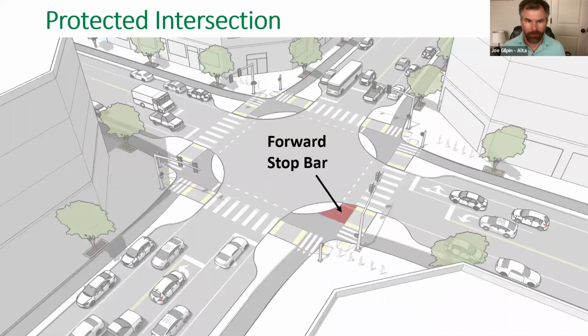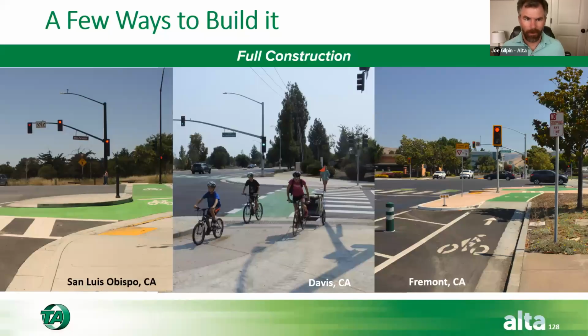All right, so that's our accessibility discussion. And let me show you some examples. So there's a few ways to do this. You can do it as a full intersection reconstruct, where you're going out there, you're moving signal poles, you're moving curb lines, you're moving catch basins, you're moving utilities. All this is happening. And here's 3 examples in the state that have done this. So San Luis Obispo actually has, I think, 2 of these on the ground now.